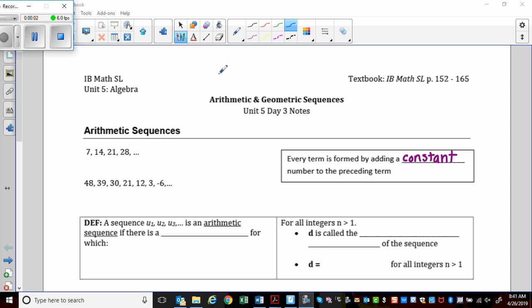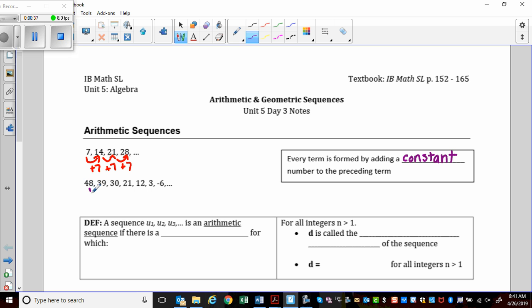Good morning. This is Unit 5, Day 3 Notes, and we're going to go over arithmetic and geometric sequences. An arithmetic sequence is when we add or subtract a number each time. Every term is formed by adding a constant number to the preceding term. To get from 7 to 14, I'm going to add 7. From 14 to 21, I'm still adding 7, and from 21 to 28, that's still plus 7.